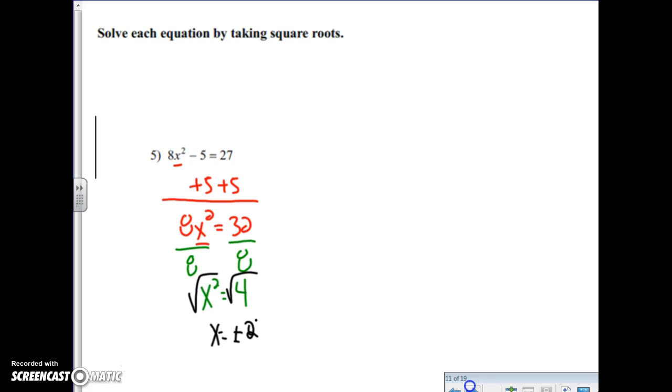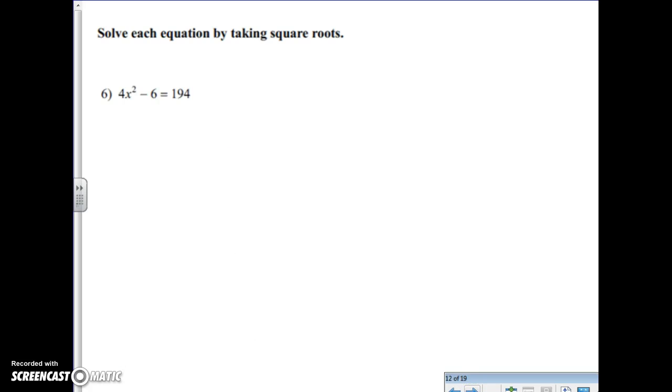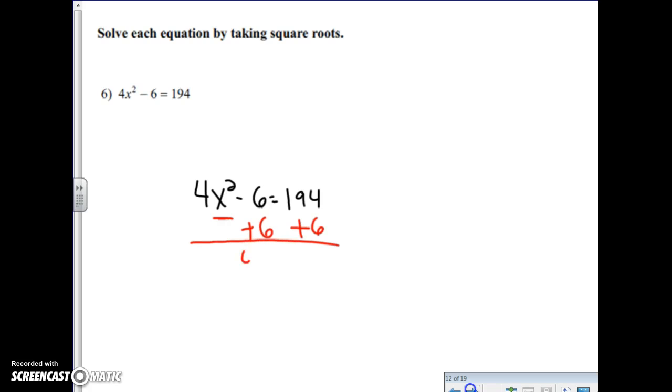With square roots, I'm trying to get whatever's being squared by itself. So when I look at number 6, I have 4x squared minus 6 equals 194. I want to get x squared by itself, so I have to get rid of the minus 6 and the 4. I want to get rid of the minus 6 first, so I'm going to add 6 to both sides. And I end up with 4x squared equals 200.